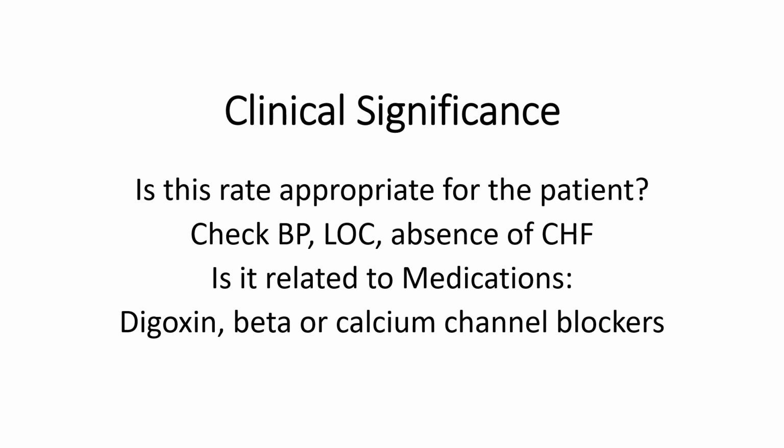Moreover, we need to see what medications the patient has, for example digoxin, beta blockers or calcium channel blockers. These cause slow heart rate, so we need to know these. Then we can rule out whether this is an expected finding in the patient or not.